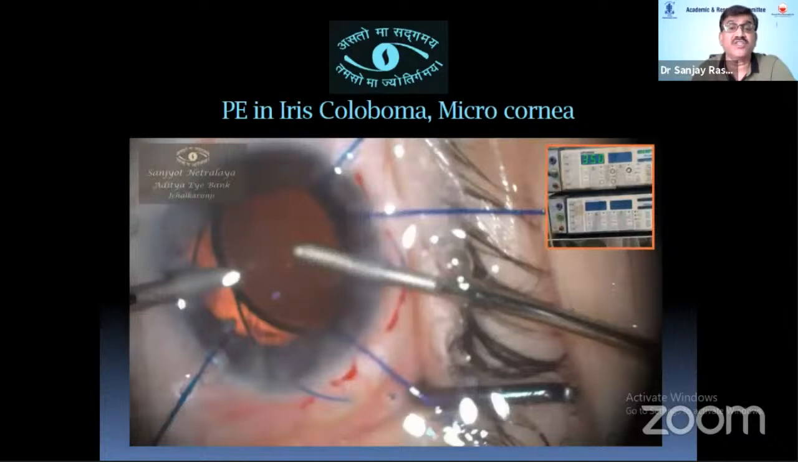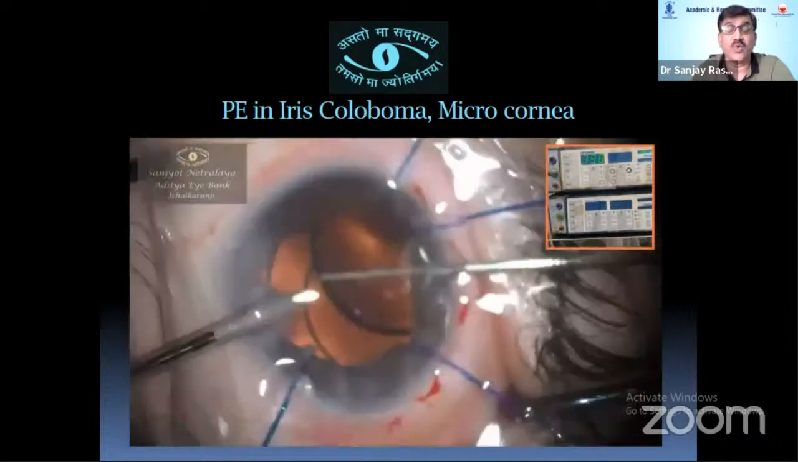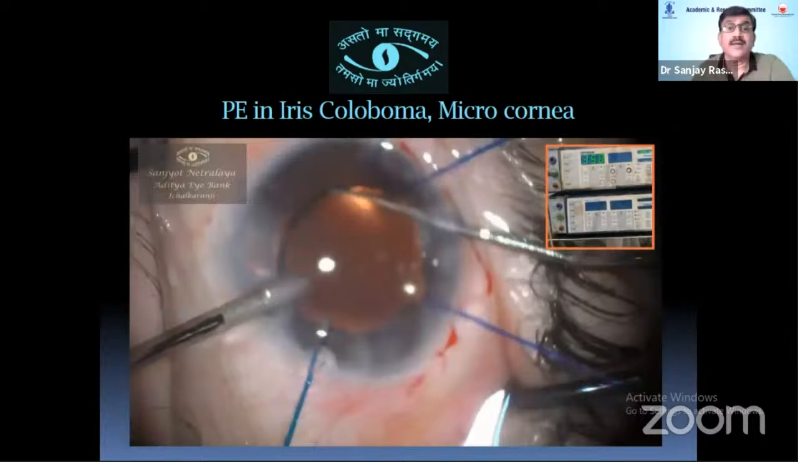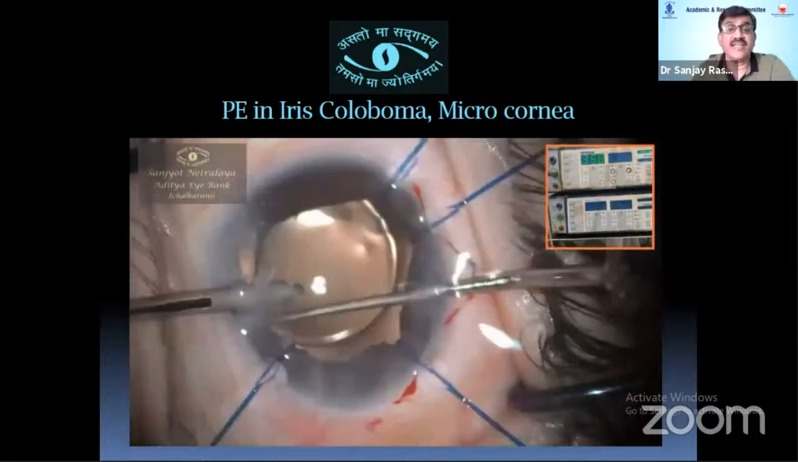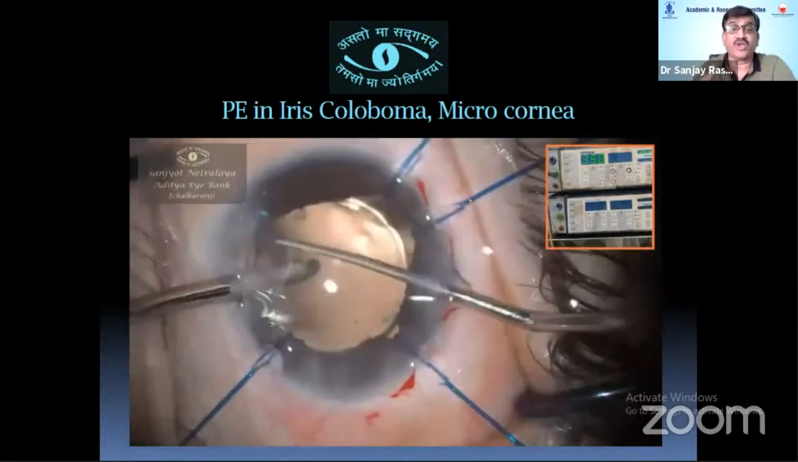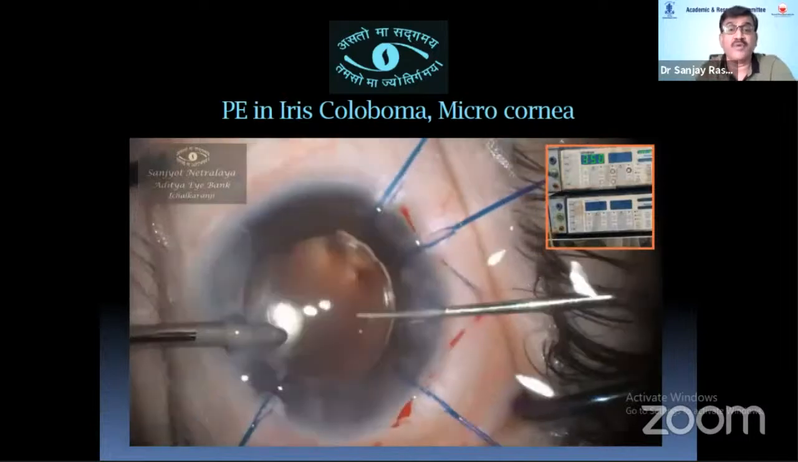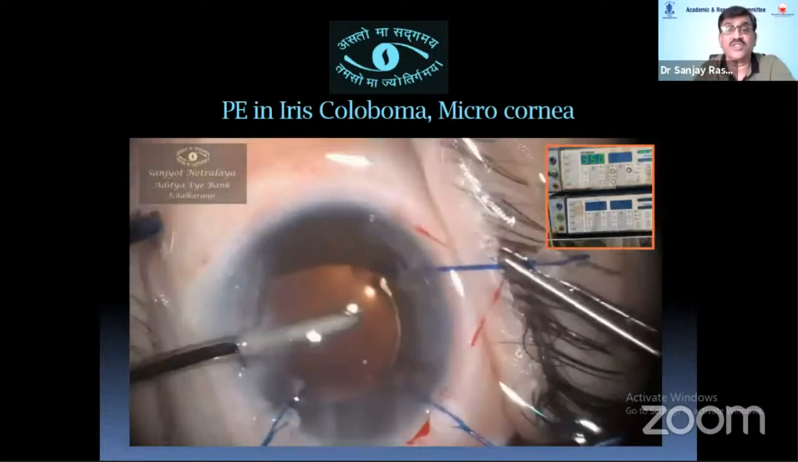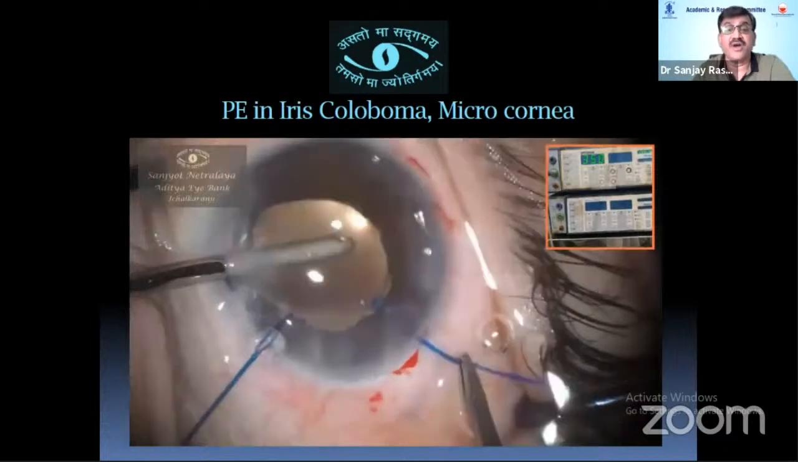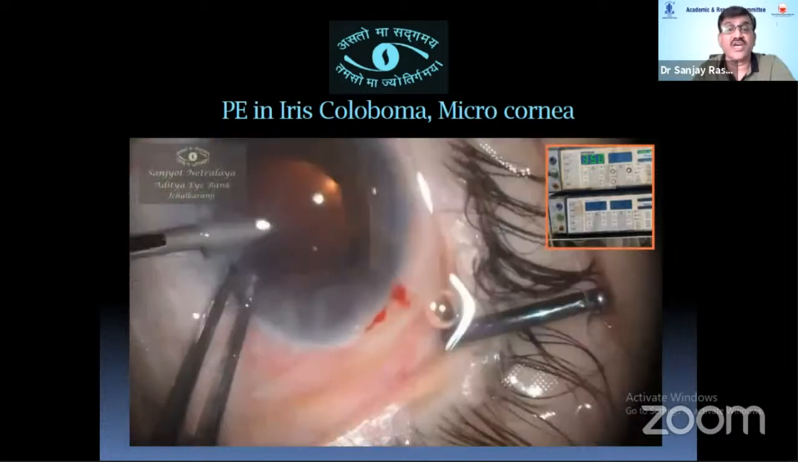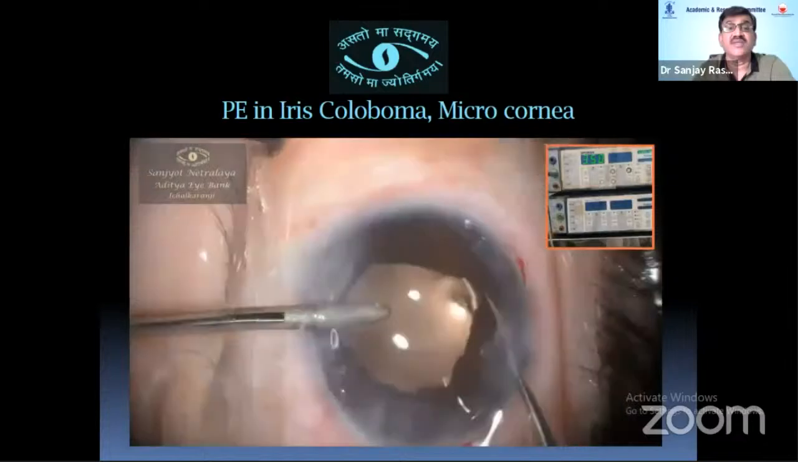The visco below and above the IOL is removed using bimanual IA, and the IOL is dialed in the bag so that the proximal haptic goes in the colobomatous area to support that area and keep it stretched. All the iris hooks are removed one by one under irrigation. Then finally, the IOL is dialed and its position is confirmed.